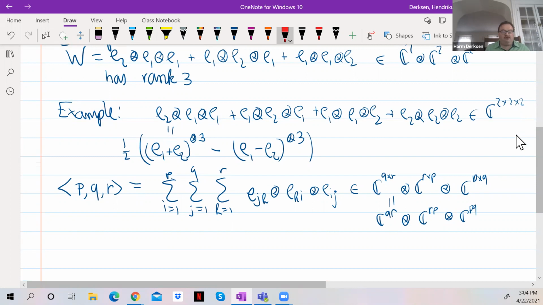In fact, matrix multiplication is a bilinear map, right? You take two matrices, the product is another matrix. And so as a bilinear map, you can think of it as a tensor lying in the tensor product of three matrix spaces.